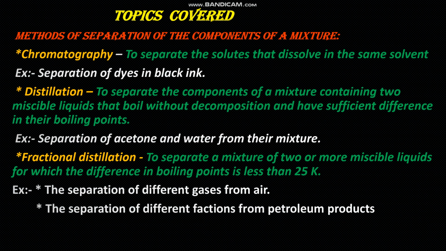Then we have learned distillation. To separate the components of a mixture containing two miscible liquids that boil without decomposition and have sufficient difference in their boiling point, we are using the method of distillation. We have learned the example of how to separate acetone and water from their mixture. Then we learned fractional distillation. It is used to separate a mixture of two or more miscible liquids for which the difference in boiling points is less than 25 Kelvin. So for separation of different gases from the air and separation of different fractions from petroleum products, we are using this method.